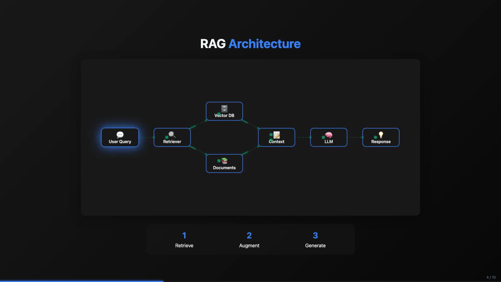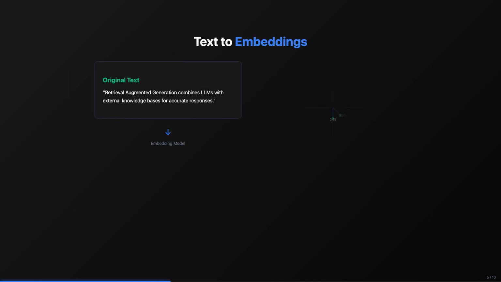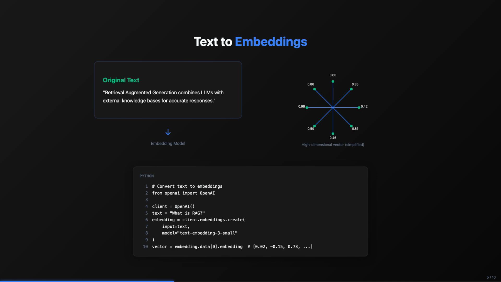But how does the system know which documents are relevant? This is where embeddings come into play. Embeddings are the secret sauce that makes RAG work so effectively. These mathematical representations capture the semantic meaning of text in high-dimensional vector space. When documents are converted into embeddings, similar concepts naturally cluster together, making it possible to find relevant information through vector similarity search. Modern embedding models capture nuanced relationships between concepts, enabling remarkably accurate retrieval even when queries don't match exact keywords. This semantic understanding is what makes RAG so powerful.